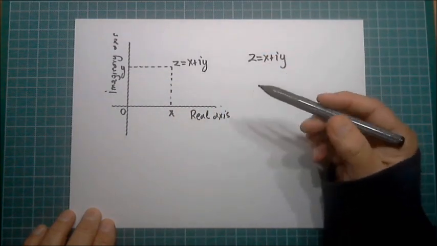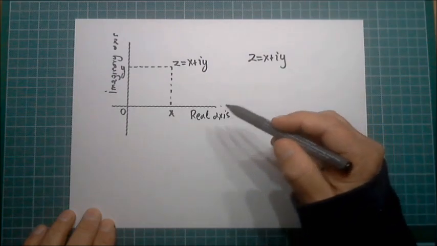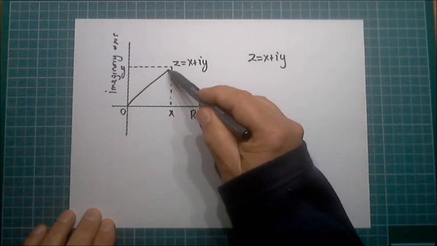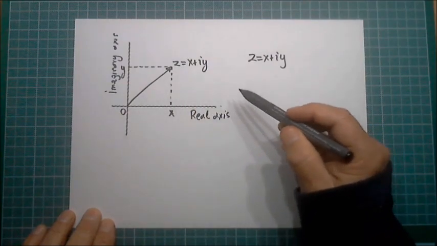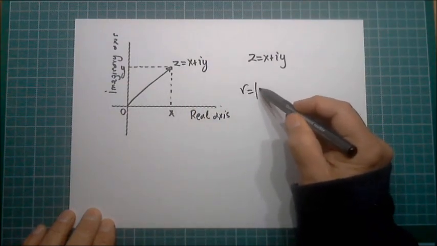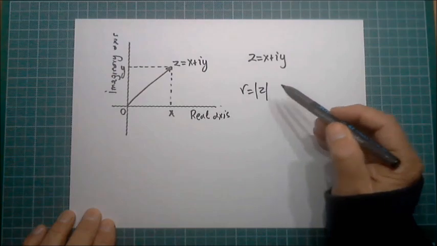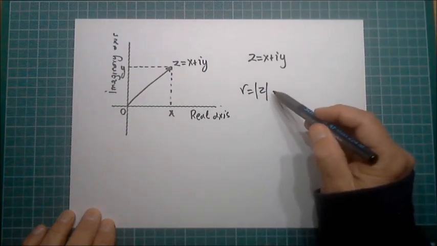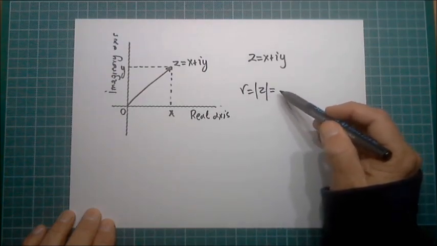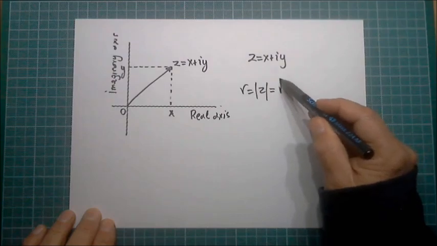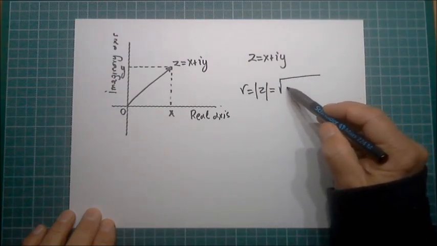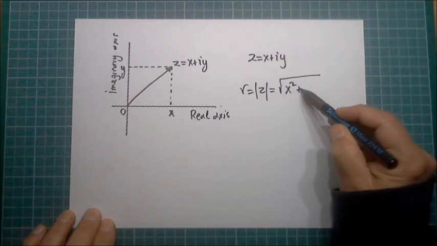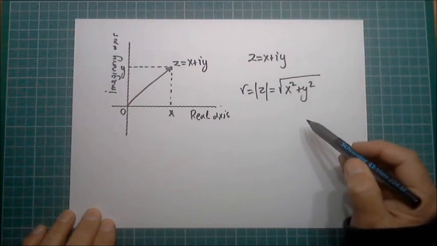So we can also use a position vector for z. The distance from the origin to z, which is denoted by r or absolute value of z, is the modulus of this complex number. So it is evaluated by the formula r equals absolute value of z equals the square root of x squared plus y squared.